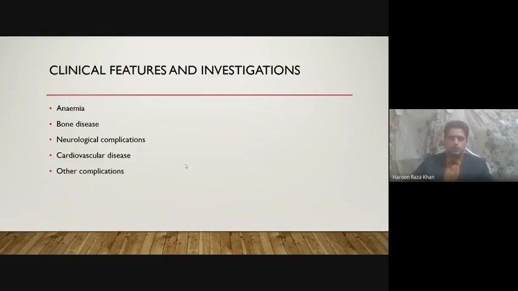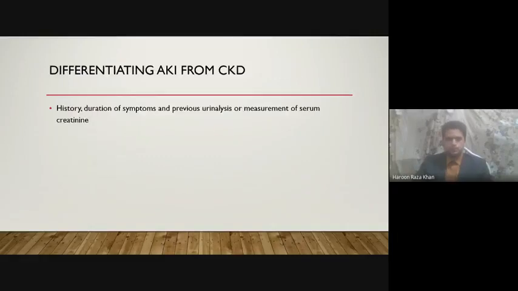Finally, class, other complications which can occur due to chronic kidney disease are, for example, peptic ulceration, acute pancreatitis, hyperuricemia, even erectile dysfunction, and increased incidence of malignancy. So these were some of the other complications.